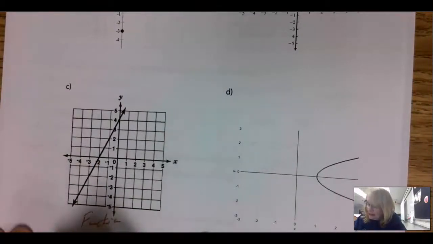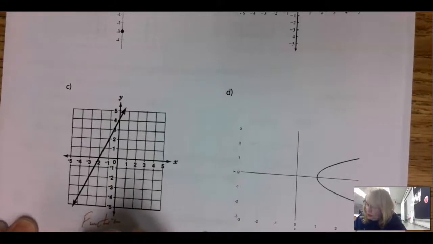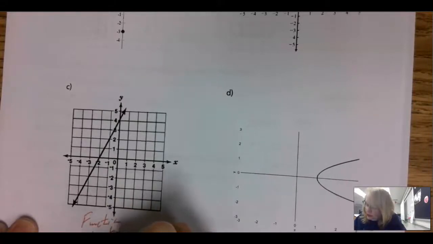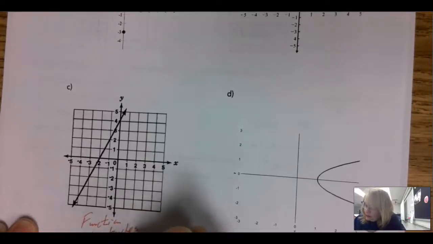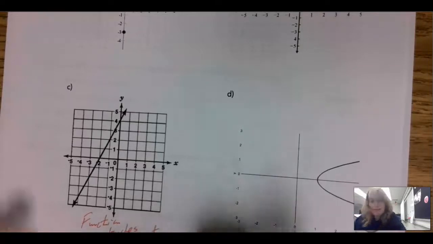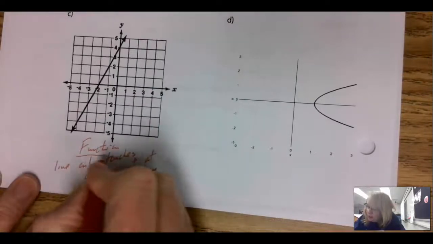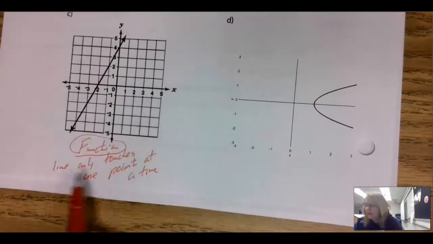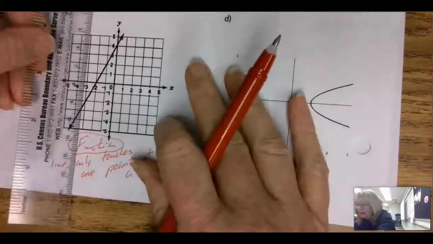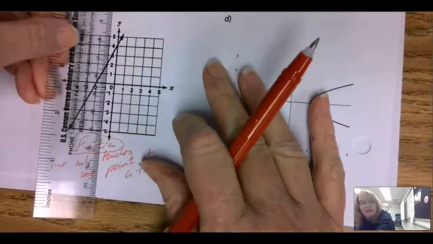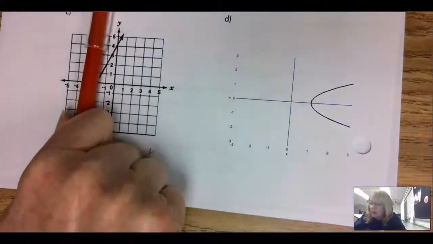Because the line only touches one point at a time. Oops, can't read that. Functions. Yes, it's a function. And the reason we say it's a function is because the line only touches one point at a time. Now, it can touch the graph lots of different times, but every time it's only once. So see my pencil test?